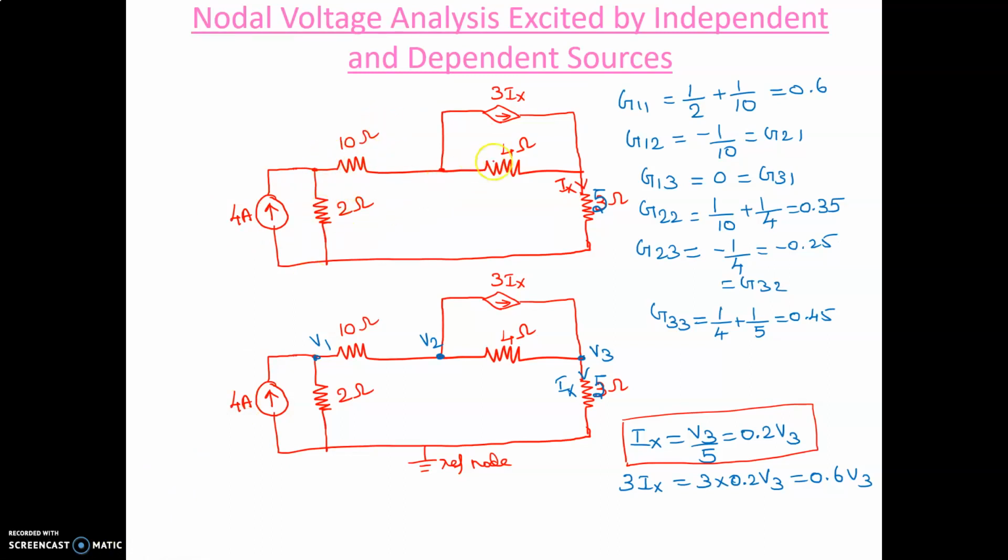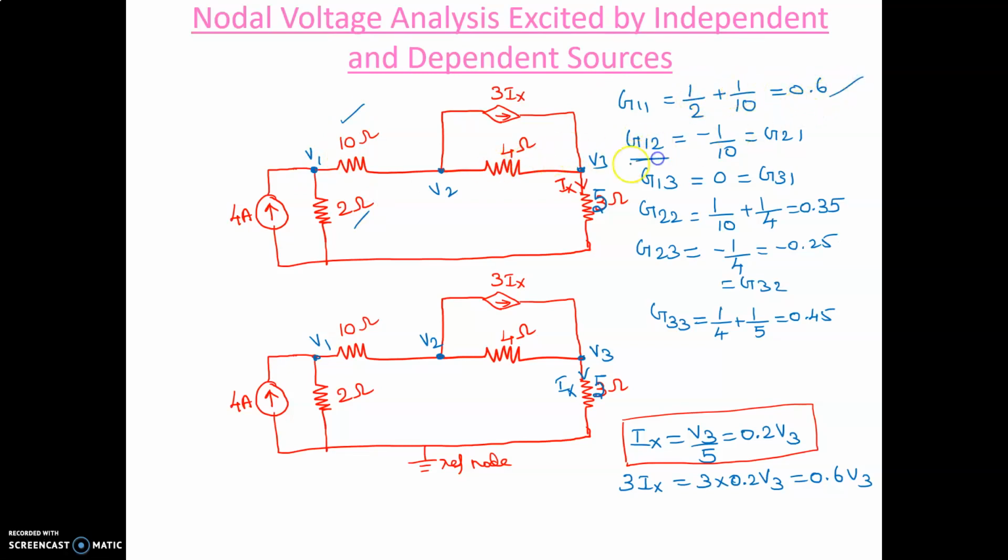So here also we are going to use the inspection method. Before using the inspection method, first we have to consider the number of nodes. We can take the meeting point of 3 or more branches as a node. This is our node 1, this is node 2, and this is node 3. So at node 1, first we have to find the G11 value. G11 means the reciprocal of resistance connected at node 1. This 10 ohm and 2 ohm, reciprocal of that, 1 by 2 plus 1 by 10, is equal to 0.6.